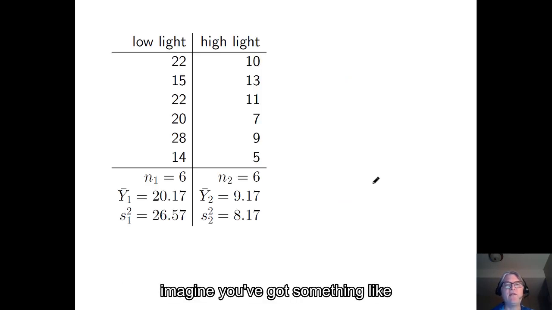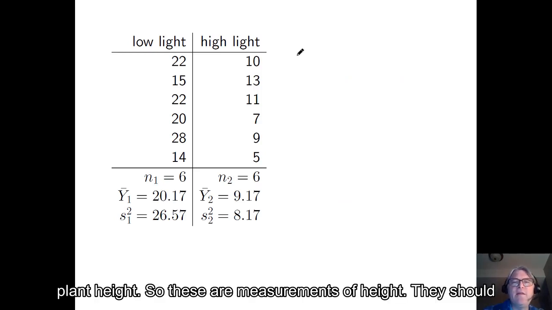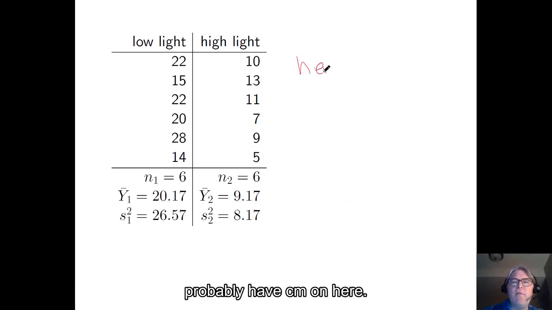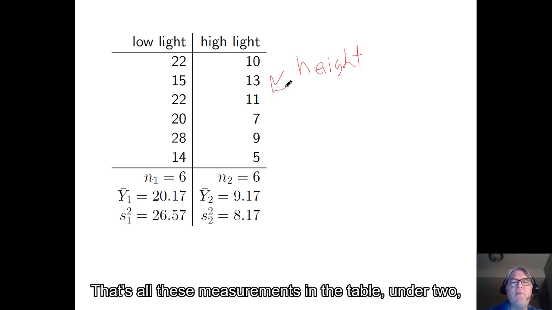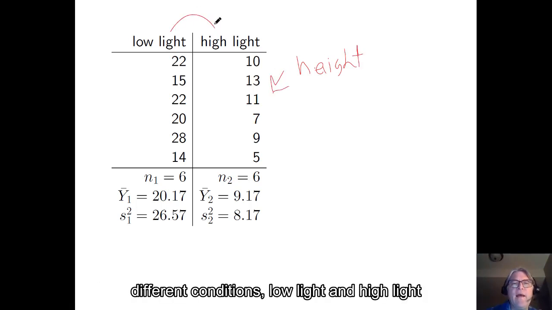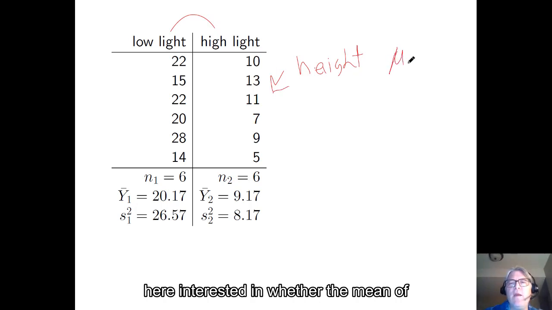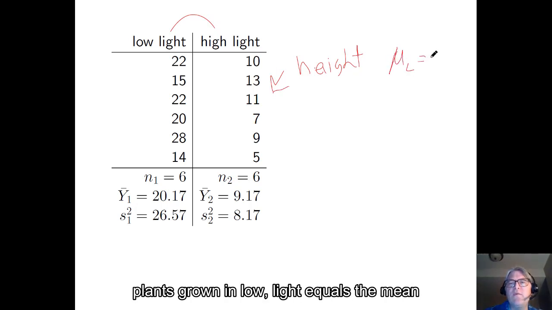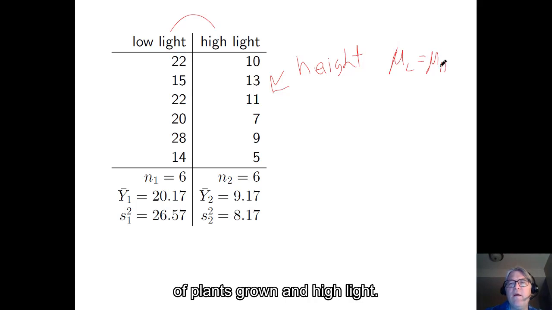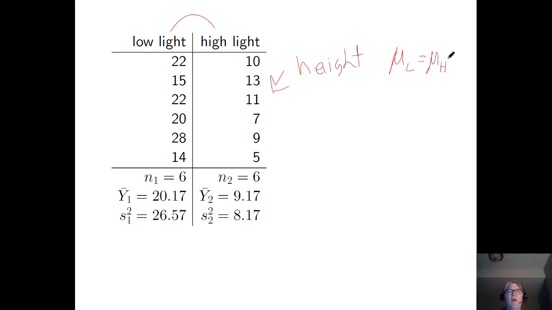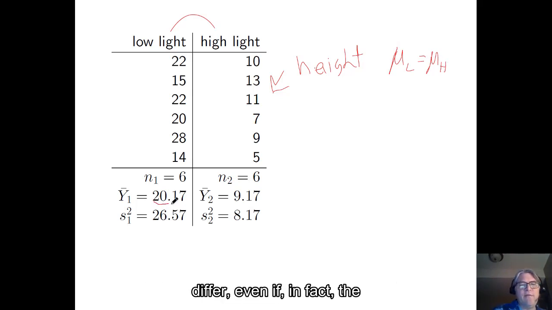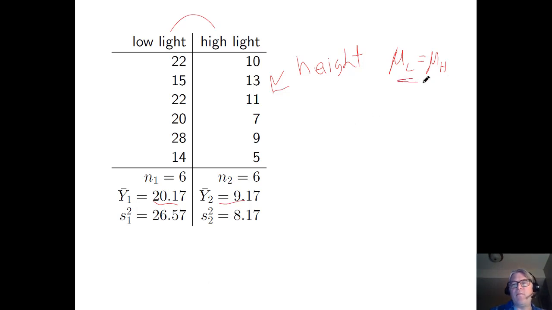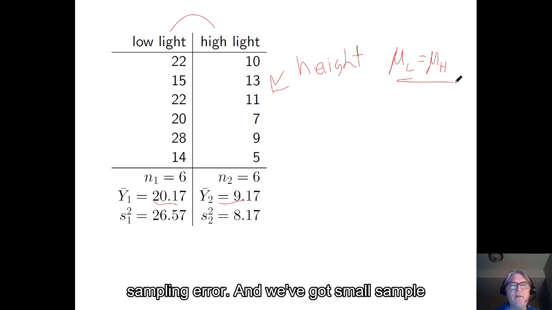So imagine you've got something like plant height. So these are measurements of height. They should probably have centimeters on here. That's all these measurements in the table under two different conditions, low light and high light. So you're interested in whether the mean of plants grown in low light equals the mean of plants grown in high light. And obviously the sample means are going to differ, even if in fact the parameters are equal to each other just because of sampling error.